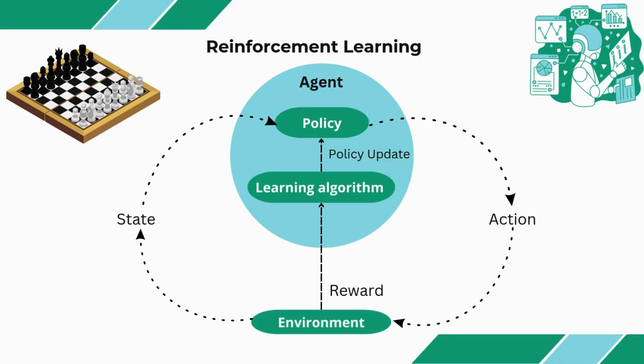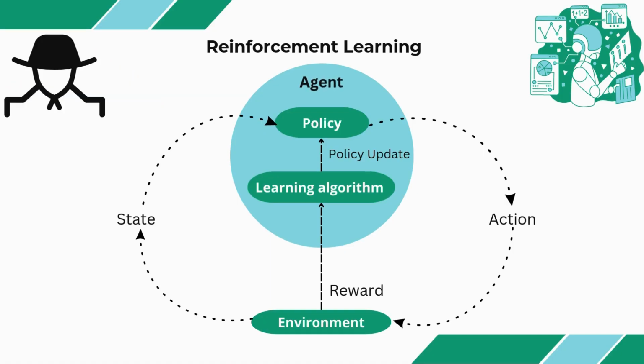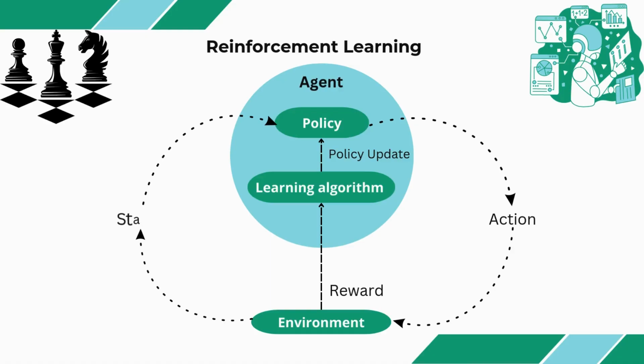Firstly, environment. The environment is the chessboard, including all possible positions of chess pieces at any given time. Agent. The agent is the AI that you are training to play chess. Its goal is to win the game by making a sequence of moves. States. A state represents a specific configuration of the chessboard. For example, the starting position of the chessboard is one state, and each subsequent move leads to a new state.